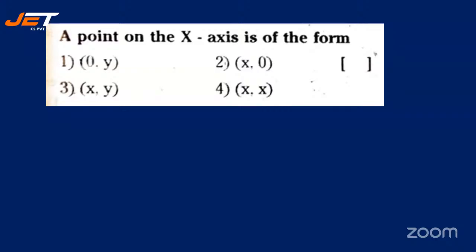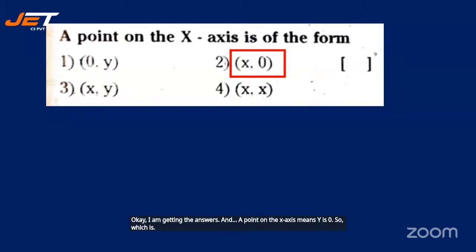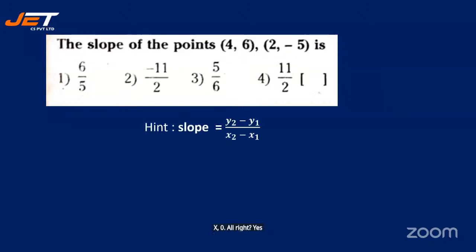Okay, I am getting the answers. A point on the x-axis means y is 0, so which is x, 0. All right. Yes. See the next question. The slope of the points 4, 6 and 2, minus 5 is dash. Quickly work it out and give me your answer, students.